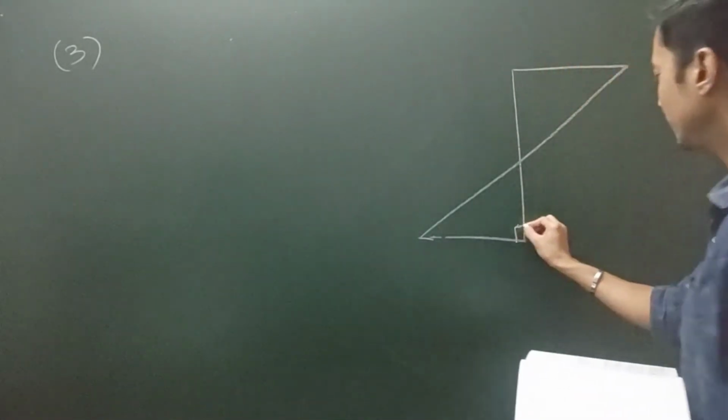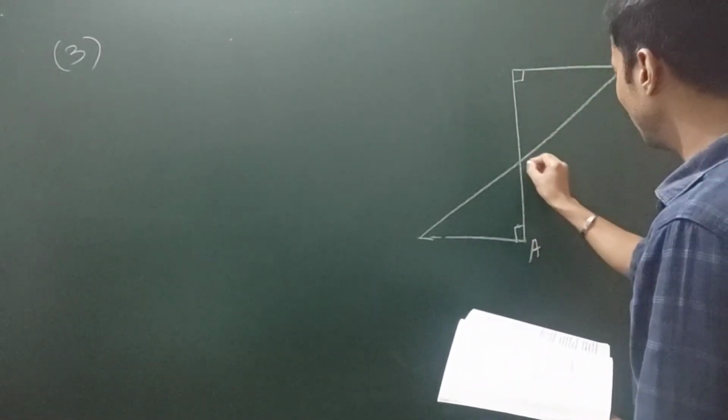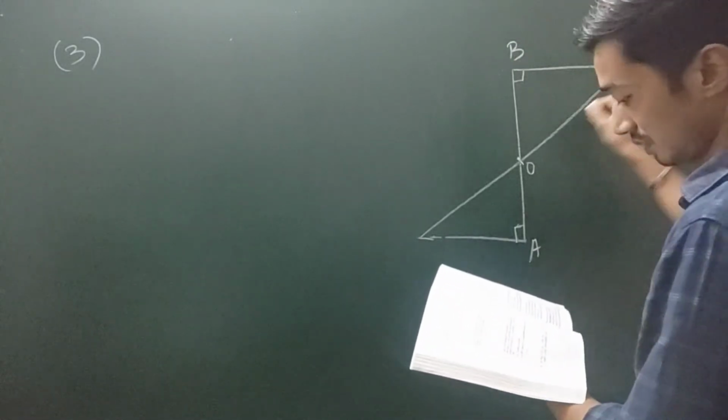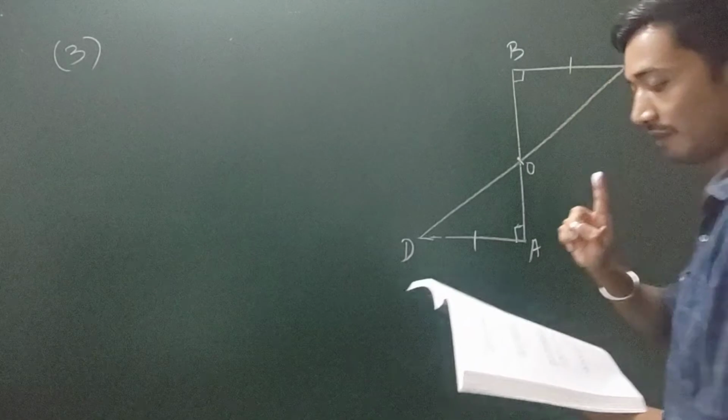This one means 90 degrees. A, this is O, the joining point. B, C, D. The dash means these two sides are the same.